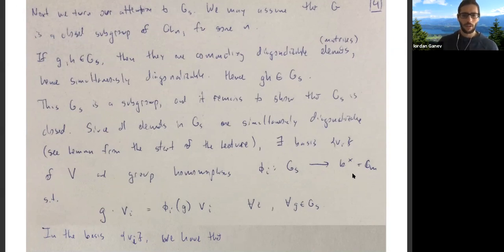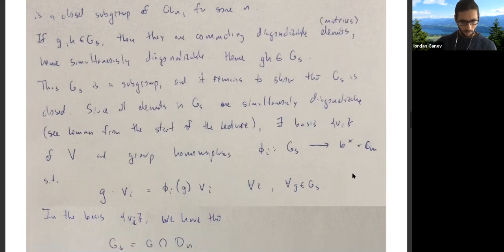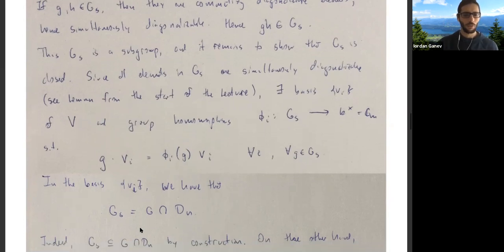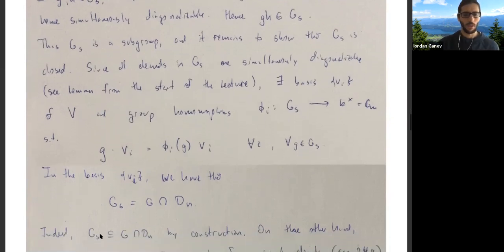Okay, now in this basis, the claim is that the semi-simple locus is just all the elements of G that are diagonal matrices in this embedding. And why is that true? Well, first of all, anything in G sub S will be a diagonal matrix, because by construction we chose these VIs.